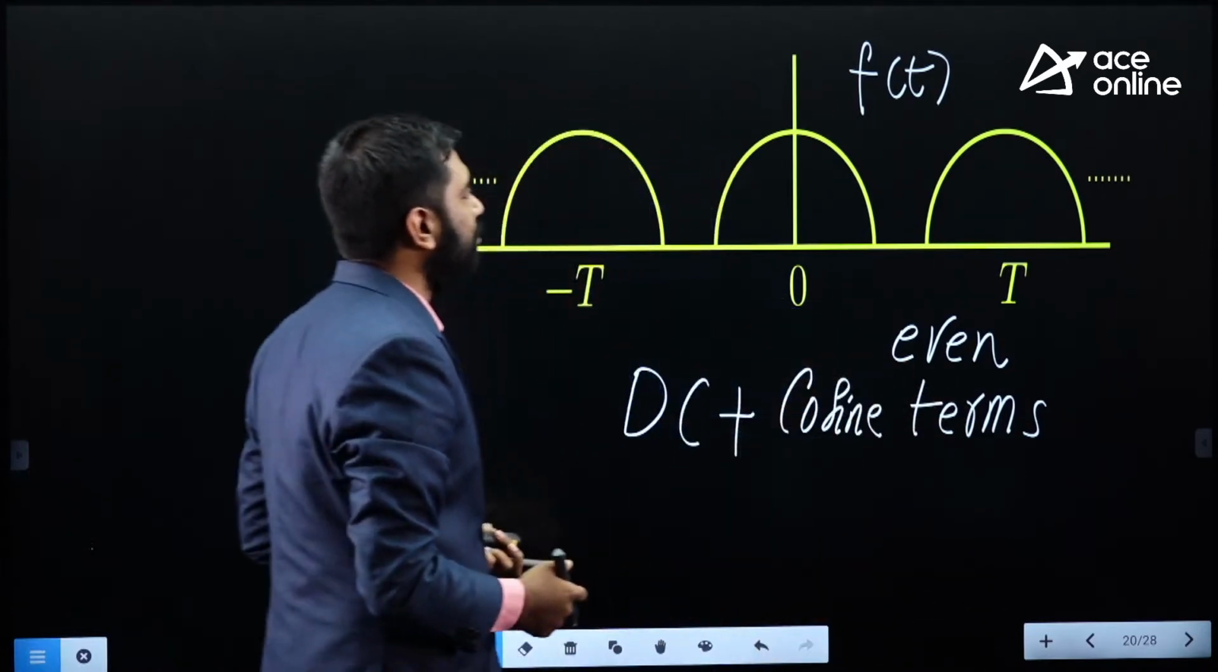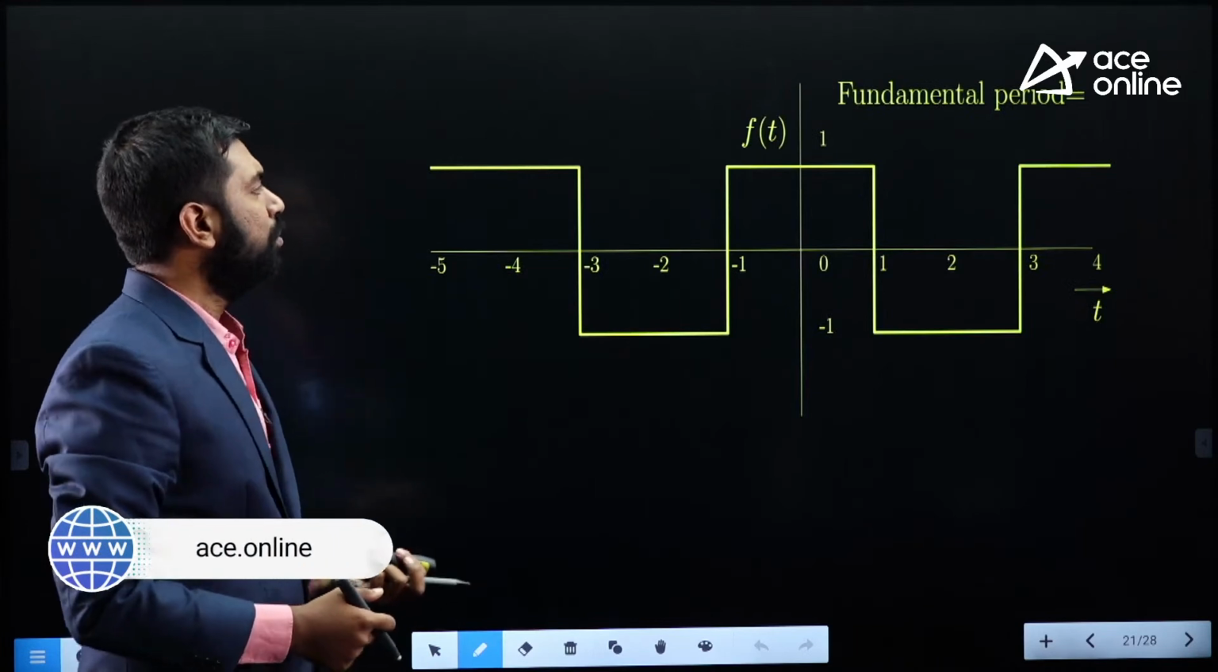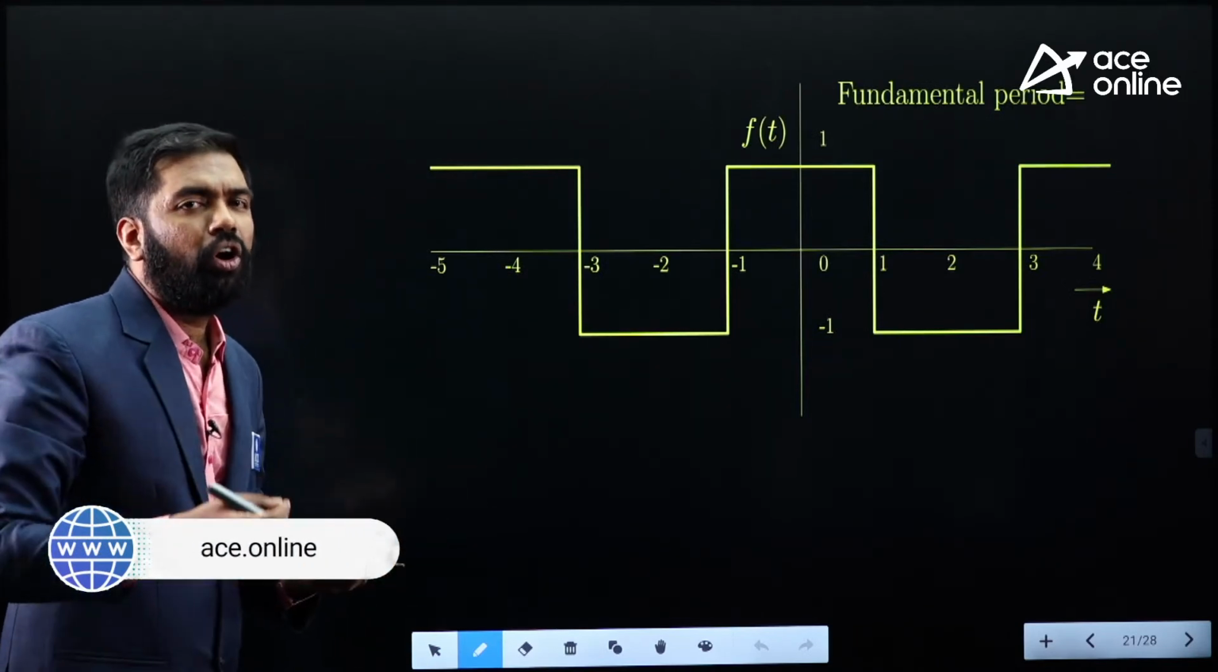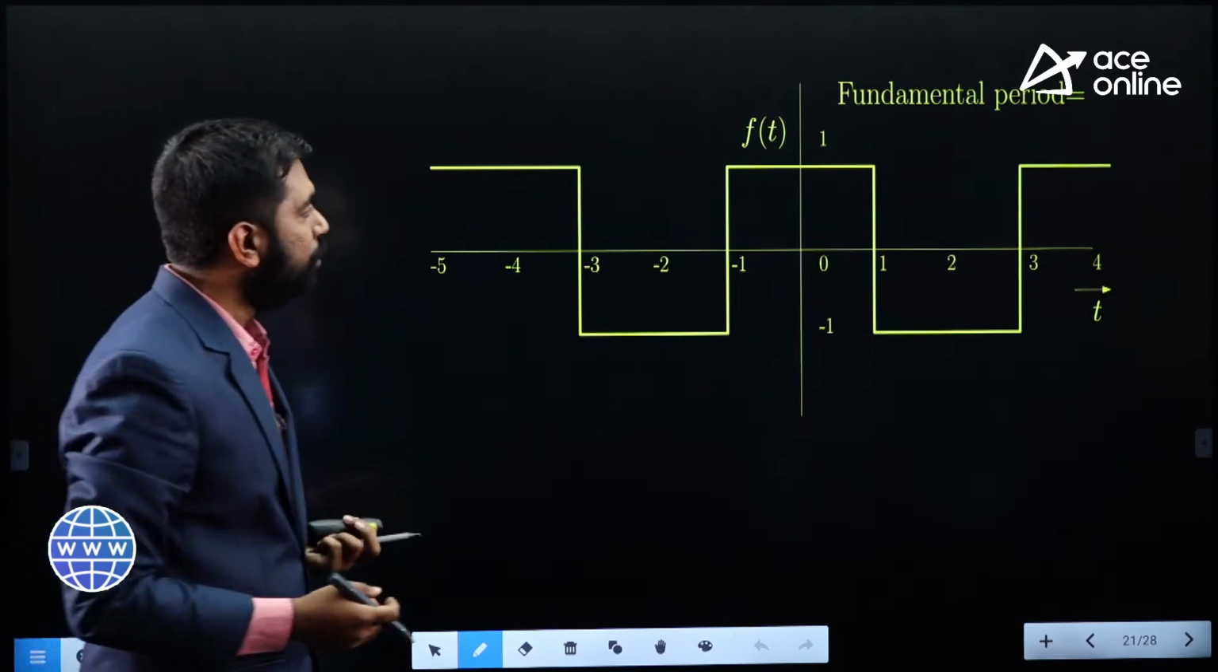Let's take a few more examples. So now, what kind of waveform is this? Is it even? Is it odd? Or is it half wave symmetry? Let's try to check this.